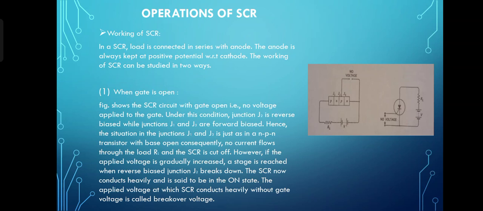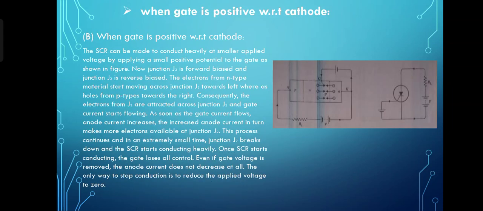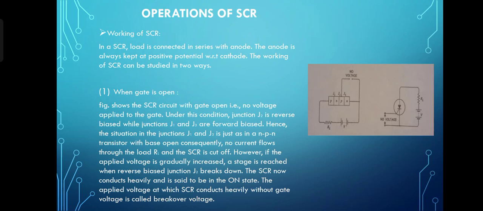Operations of SCR. In silicon control rectifier, the load is connected in series with the anode. The anode is always kept at positive potential with respect to cathode. The working of silicon control rectifier can be studied in two ways: when gate is open and when gate is positive with respect to cathode. First we are going to discuss when gate is open.